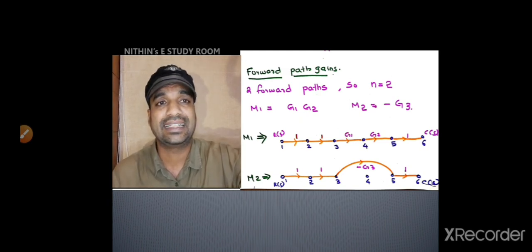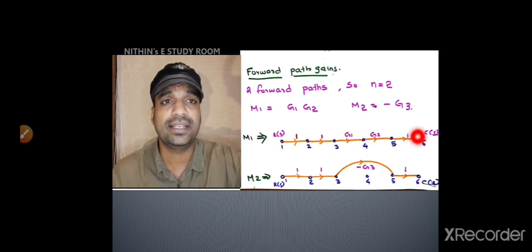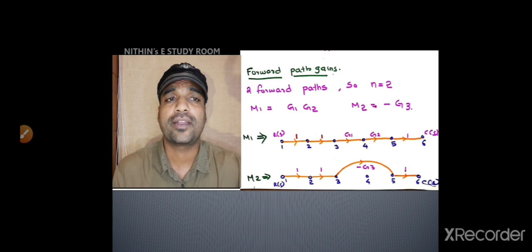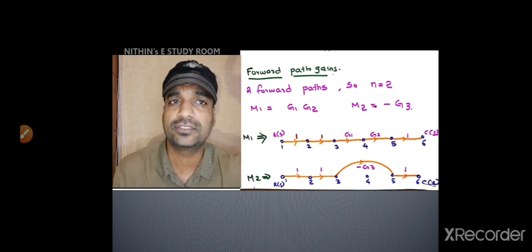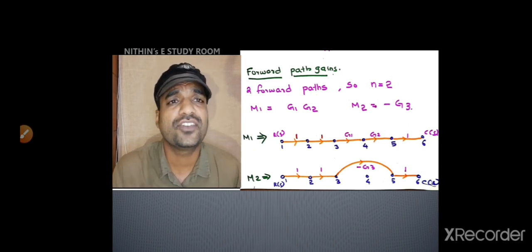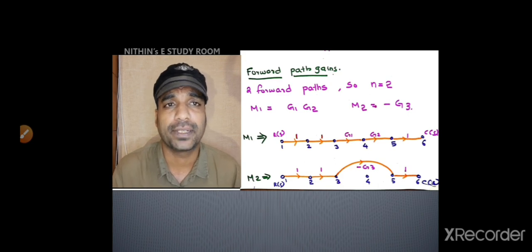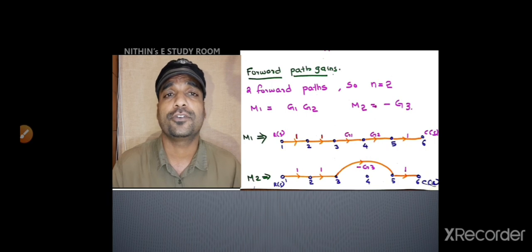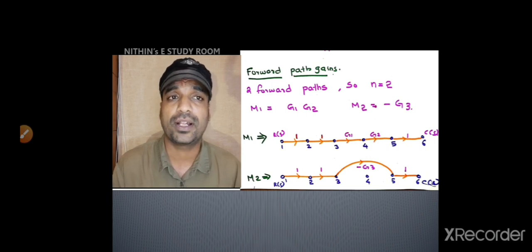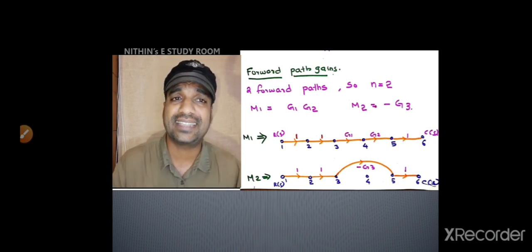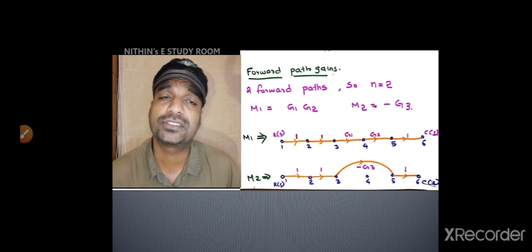One is the direct forward path from node 1 to node 6, and its name is 1, 2, 3, 4, 5, 6, or x1, x2, x3, x4, x5, x6. And what will be the gain of that particular path? Gain is denoted in the signal flow graph. Gain of a forward path is denoted as M1, M2, etc. So what is M1? M1 is the gain of the first forward path.